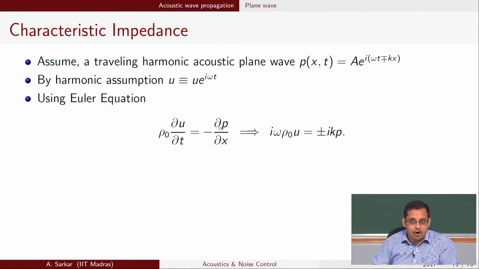If you recall, the Euler equation connects the acceleration of the fluid particle with the pressure gradient. For a one dimensional situation, the pressure gradient is just del p by del x and the acceleration is rho 0 del u by del t. We have already seen that the convective acceleration term does not bother us, because we are dealing with extremely small oscillations or extremely small fluid flow velocities, and therefore the convective acceleration terms will just get reduced to 0.